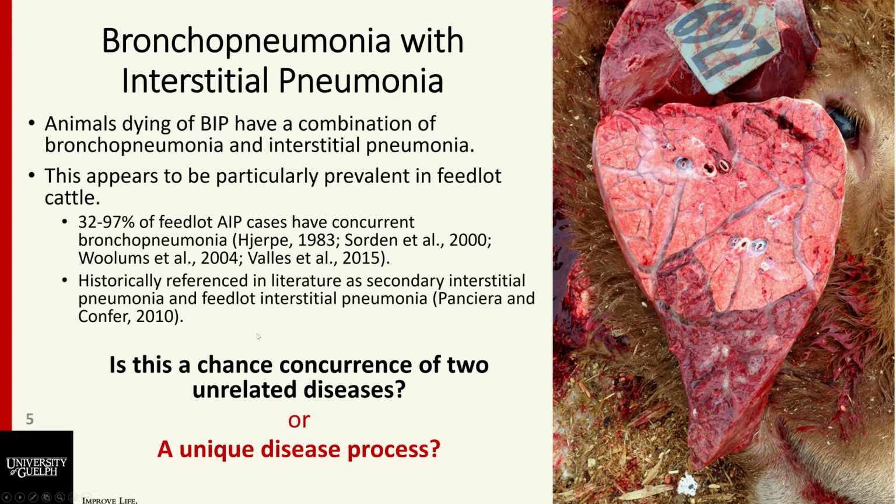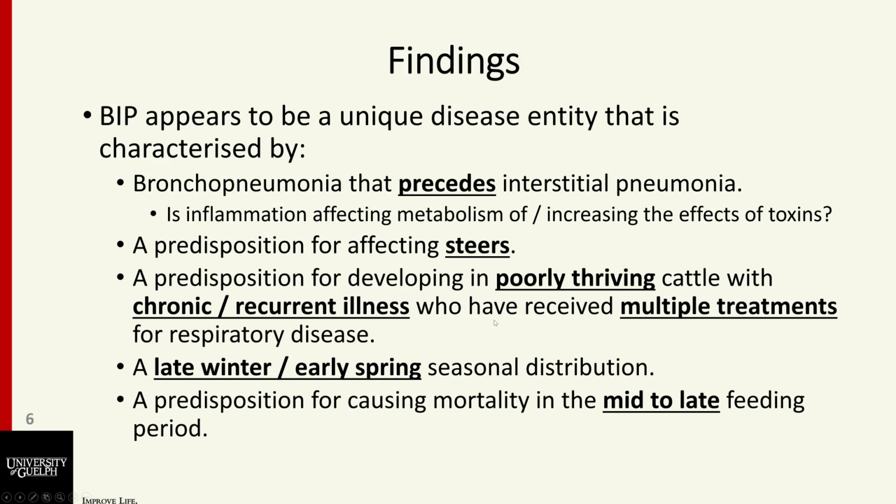And part of our research has set out to determine whether this is simply a chance concurrence of two unrelated disease processes, or if these two processes are linked and this is actually a unique disease entity. Our findings to date suggest that it is in fact a unique disease entity, with some of the most elucidating findings being that the bronchopneumonia often precedes the interstitial pneumonia. This has led to our primary hypothesis as to what causes BIP: that inflammation may be affecting the metabolism of or increasing the effects of toxins, and we are currently developing further work and experiments to prove this theory.